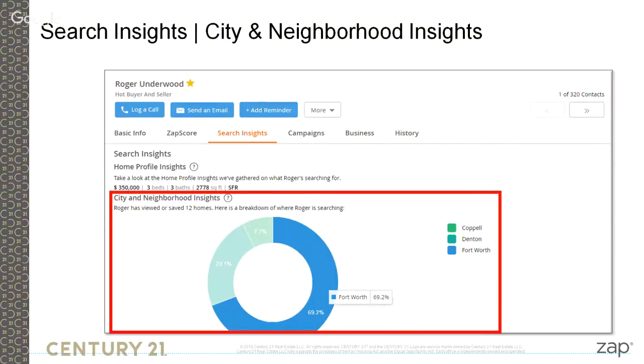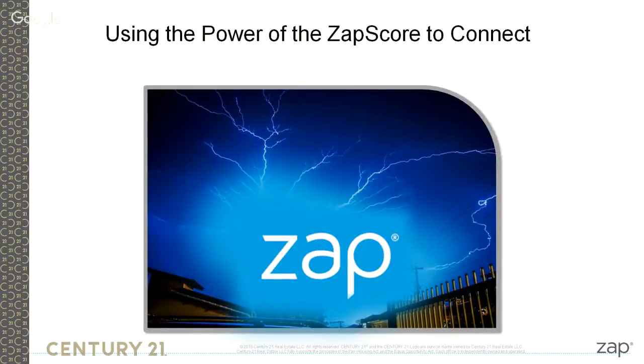More data that Zap captures for you is city and neighborhood insights. With this strategic intelligence, you can identify and then reach out to the contact armed with the best possible new listings and upcoming open houses. All of this facilitates your efforts for interacting and nurturing your relationship with your clients. That brings us to how you utilize the ZapScore and the power of the data behind it to build and nurture relationships with people.